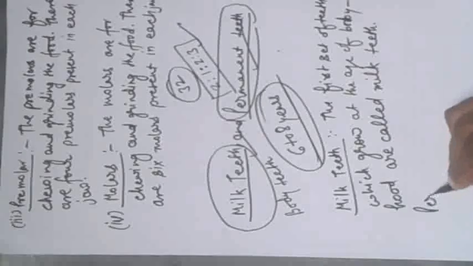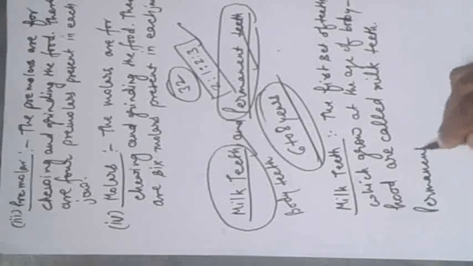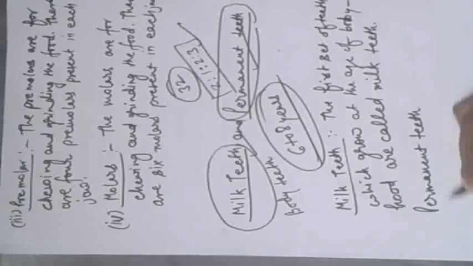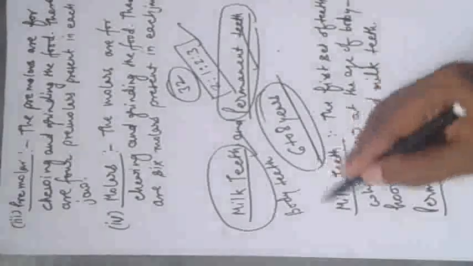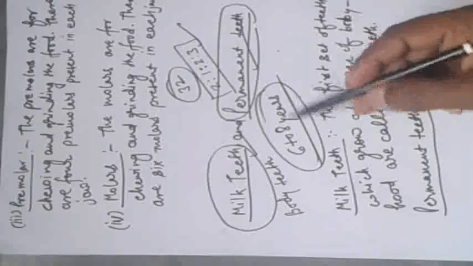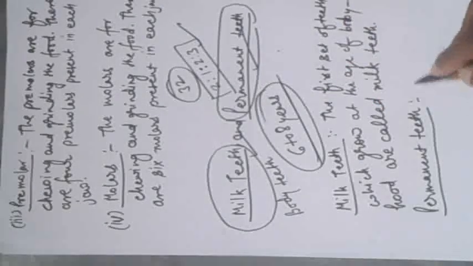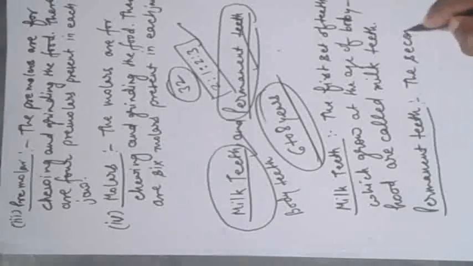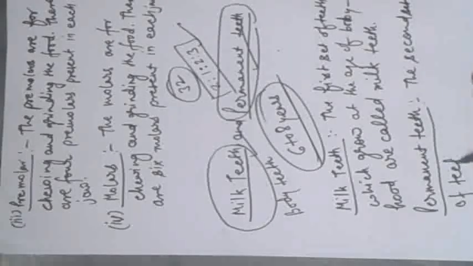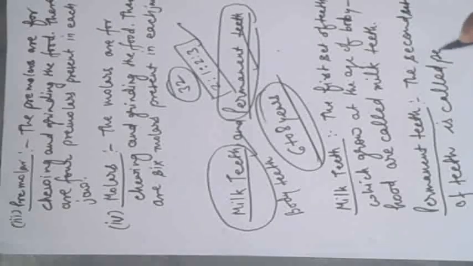The second type of teeth is permanent teeth. These are developed after the loosening and falling down of milk teeth. It almost takes place during the age of 6 to 8 years. So we can say that the second set of teeth is called permanent teeth.